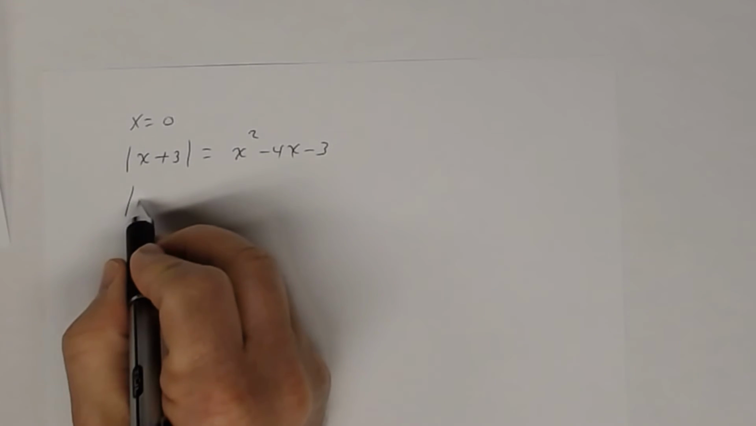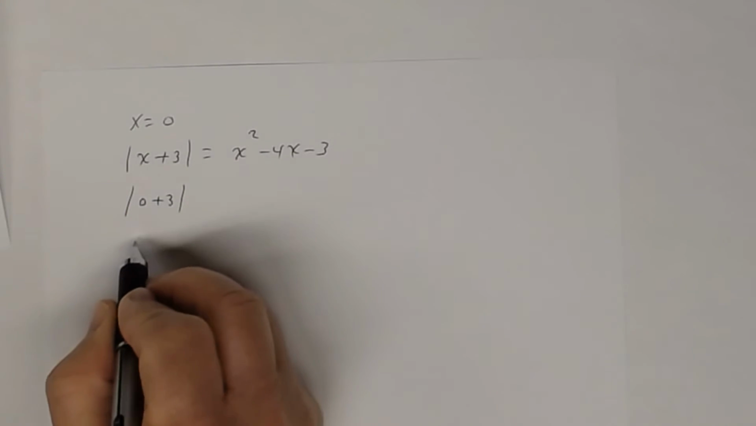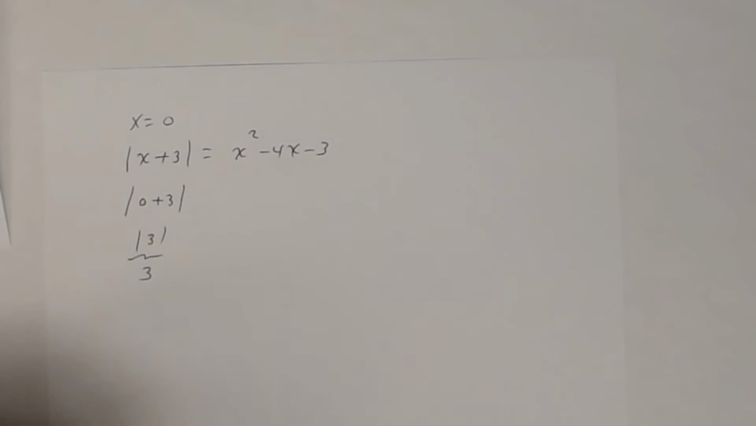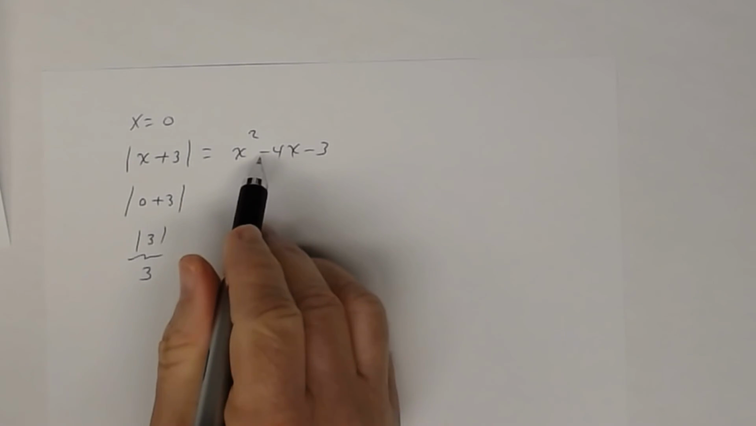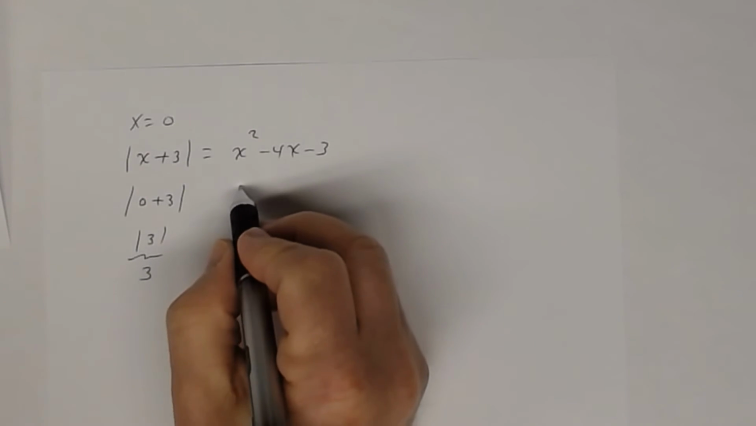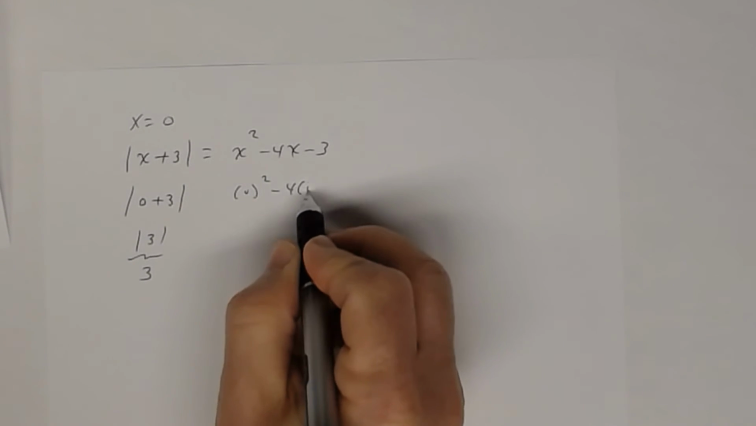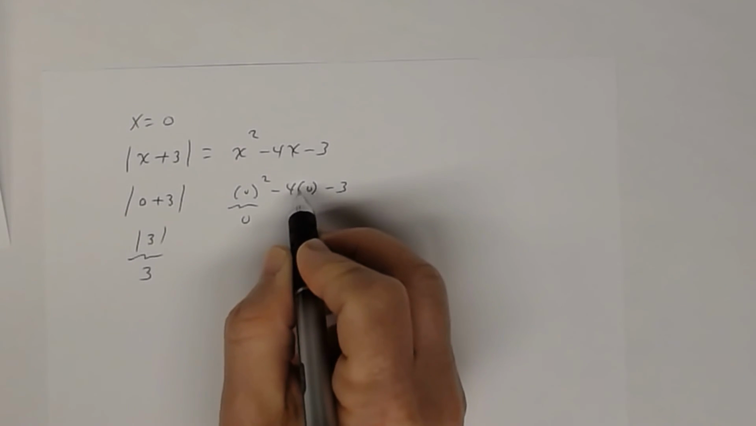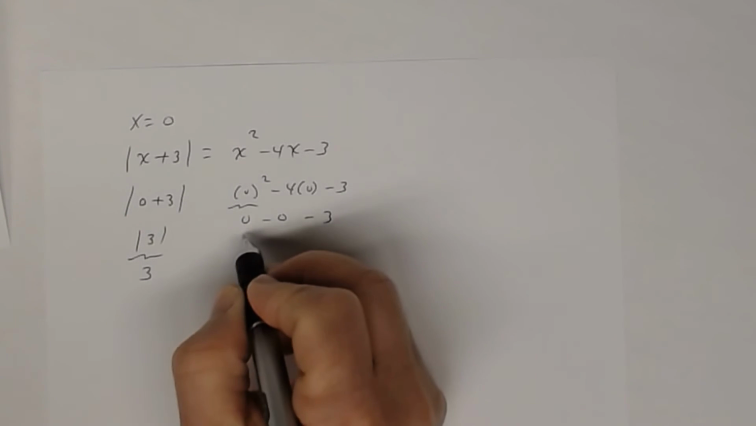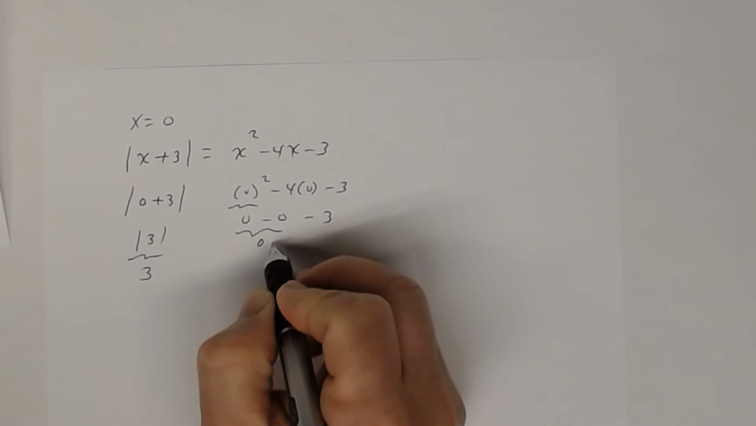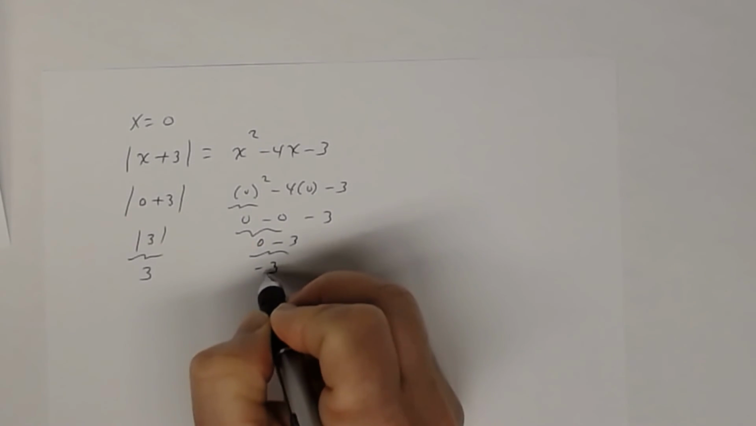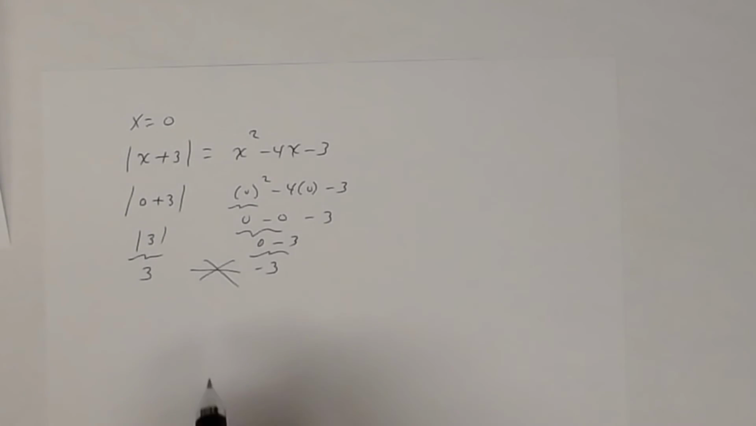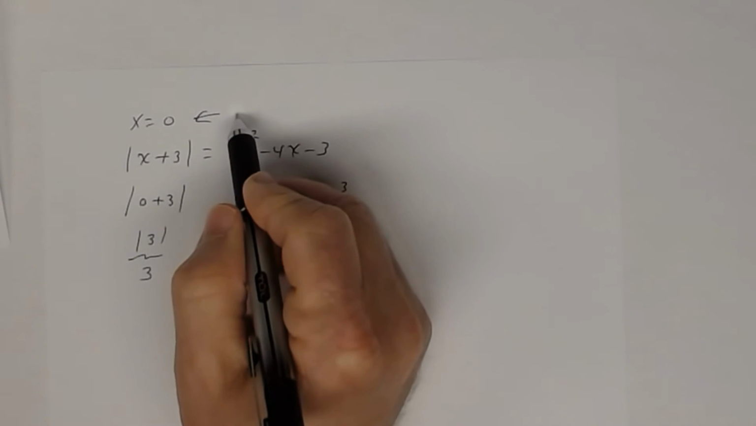So I get the absolute value of 0 plus 3. 0 plus 3 is 3, so that's the absolute value of 3, which we know is a positive 3. So the left side is 3. Let's check to see what happens on the right side. So I get 0 squared minus 4 times 0 minus 3. 0 squared is 0, minus 4 times 0 is 0 as well, minus 3. 0 minus 0 is 0. 0 minus 3 is a negative 3. Notice those are not equal. So x equals 0 is not a solution.